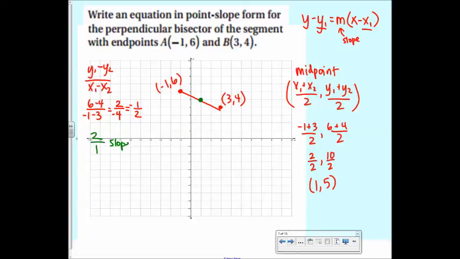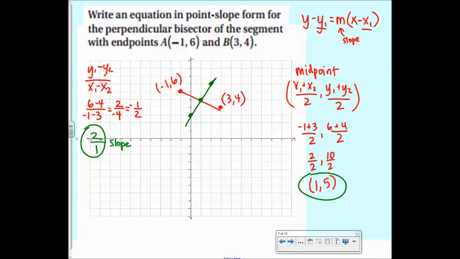So if I want to plot that, I can go up 2 over 1, or I could go down 2 over negative 1. And then this would be my segment that's a perpendicular bisector. But the question says I need an equation in point slope form. This is no problem because I already have a slope right here, and I already have a midpoint right here that it goes through. So I just put that together into my point slope formula.